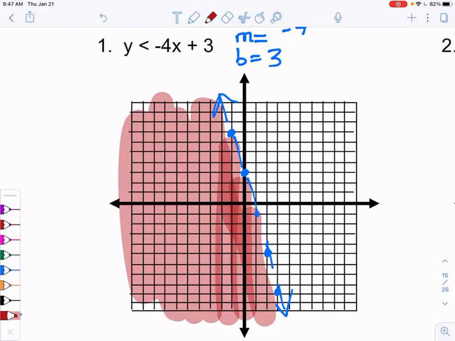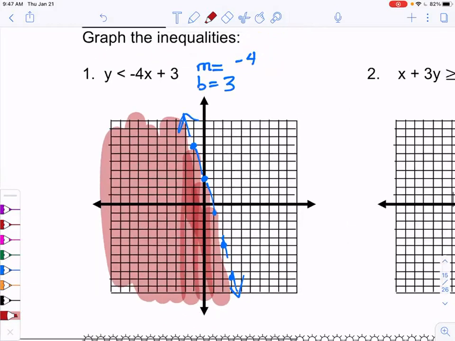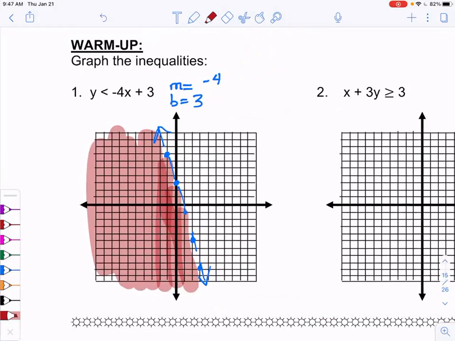Even when it's a steep line, I still want you thinking above or below. That's it. Number 1 is done. That whole region is the solution. Questions?